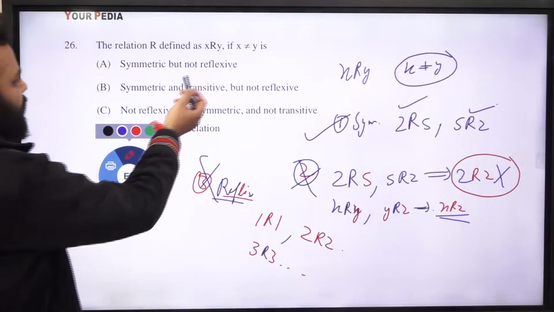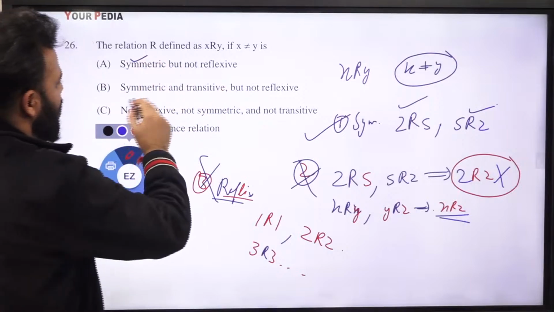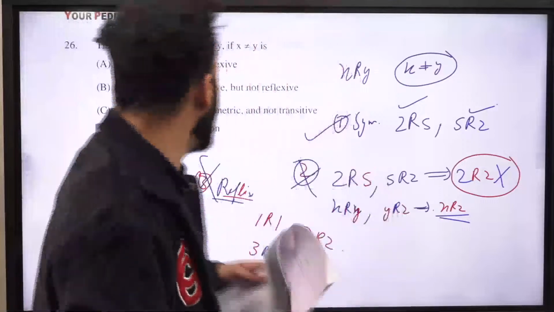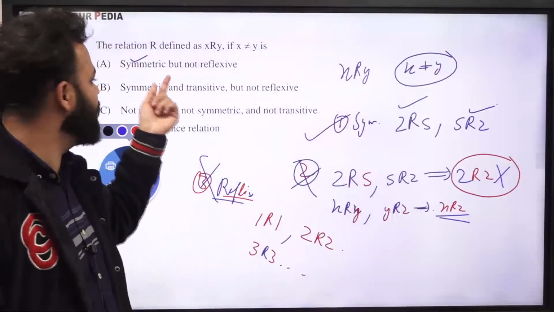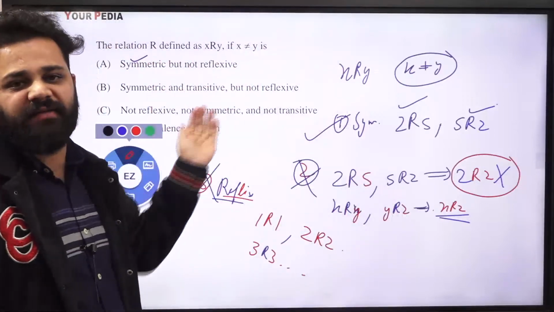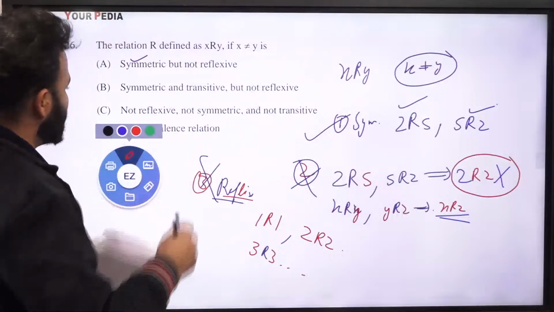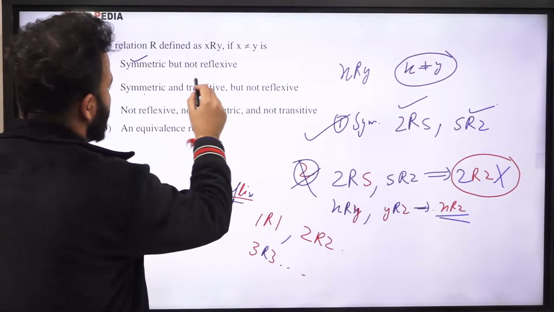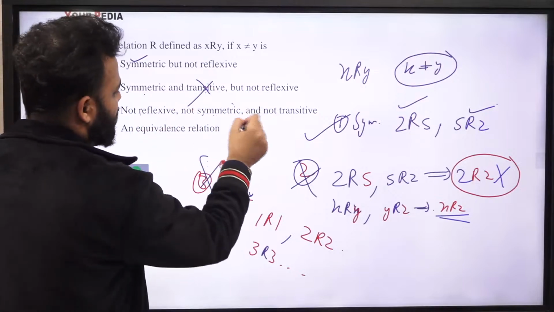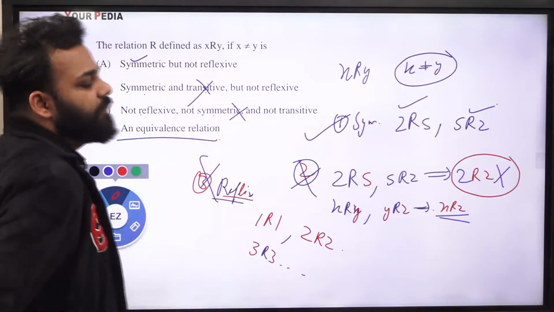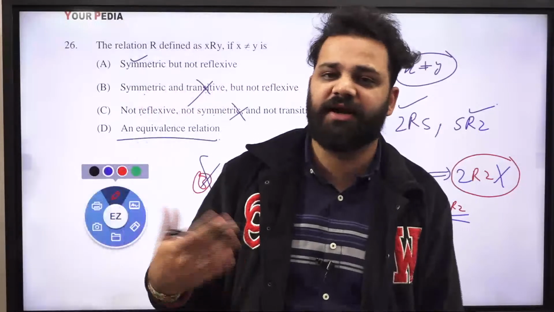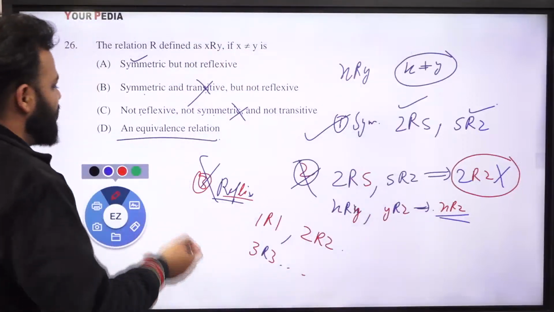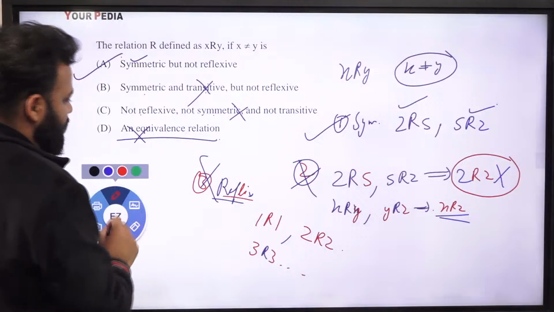So the first option is saying symmetric but not reflexive. It can be the answer, because there can be an answer which is more powerful than this, and that answer could be symmetric but not reflexive and also not transitive. So let's see if we have any type of answer there. Symmetric and transitive but not reflexive, again false. Not reflexive, not symmetric, again false. Equivalence relation, if you want to have equivalence relation, the relation needs to be symmetric, transitive, and reflexive all. So the correct option will be option A.